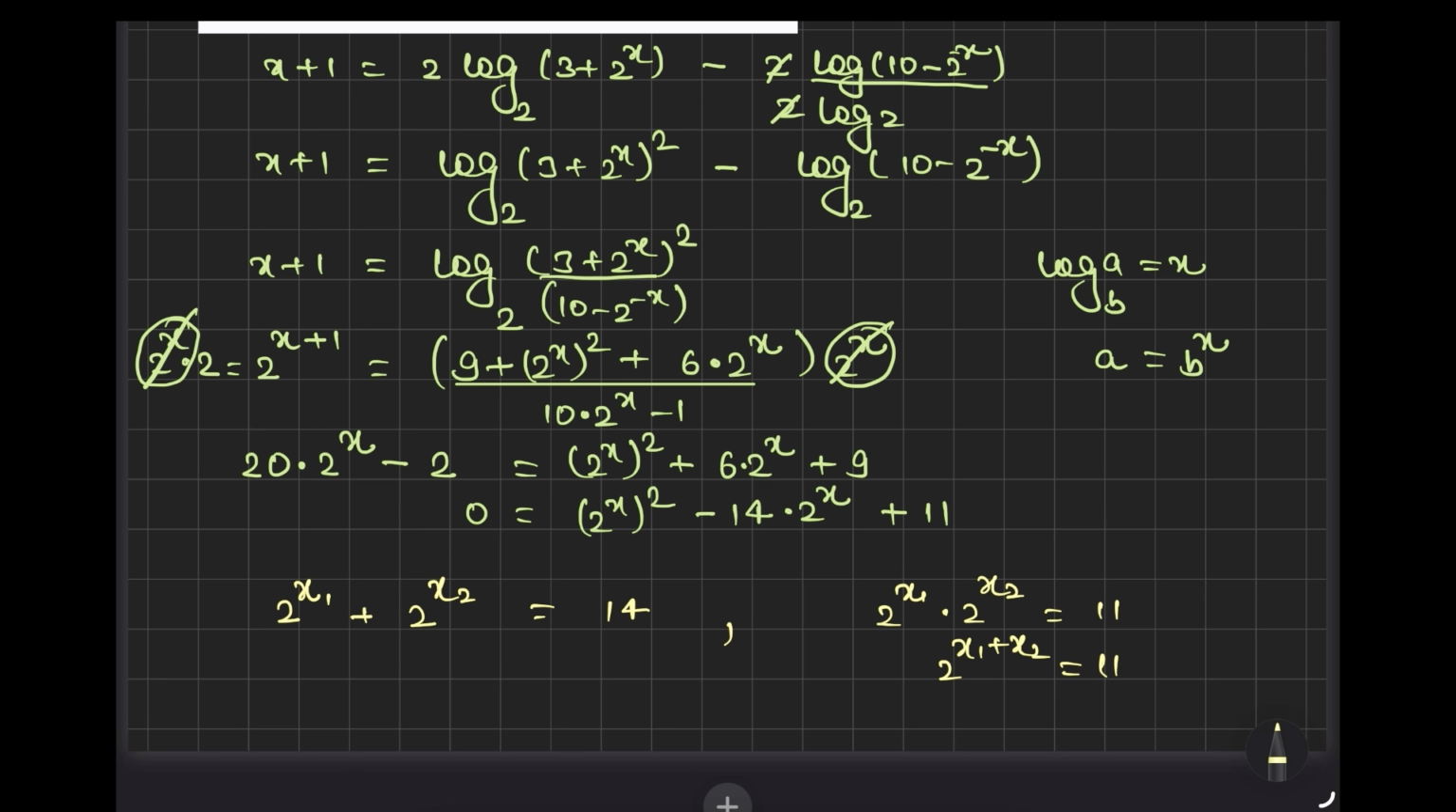Now don't you think from here you will get x1 plus x2? So what I will do is take log base 2 on both sides. It was 11, so I will take log base 2 on both sides. Now, you know that if anything is in the power, the exponent will come as a coefficient. So x1 plus x2 will be equal to log 11 base 2.